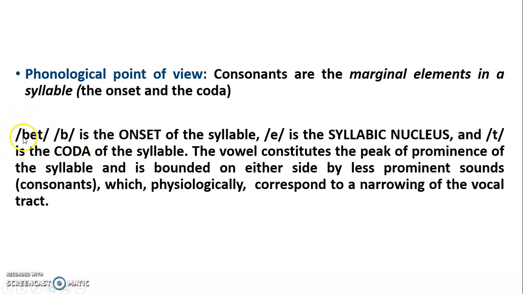So we say that b, which is a consonant sound, is the onset of the syllable. The vowel is the nucleus because it's the most prominent or sonorous, and d is the coda of the syllable because it follows the nucleus. So the onset precedes the nucleus and the coda follows the nucleus. And the vowel sounds, by vowels I mean pure vowels or diphthongs, constitute the peak of prominence of the syllable, and they are bounded on either side by less prominent sounds, consonants. All right.